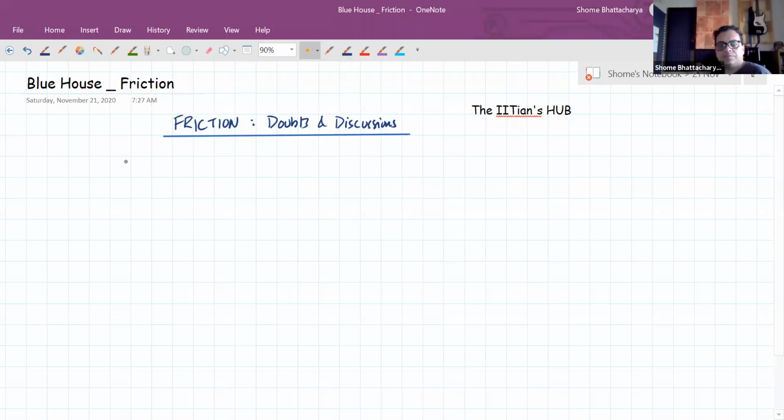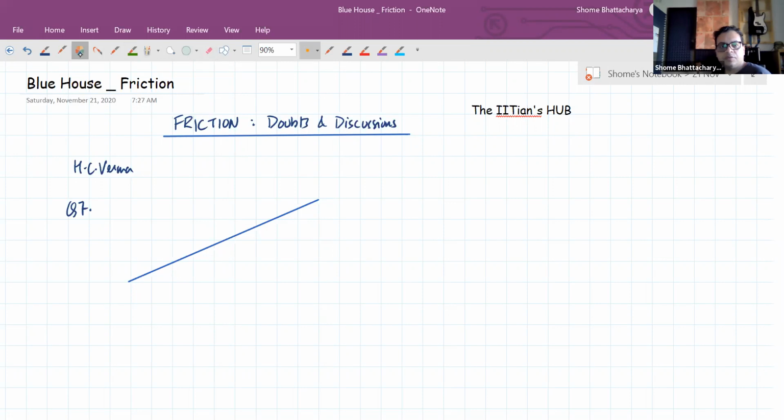So starting with HC Verma question number 7. Okay. So you have to find the amount of force you need to apply to an object lying on a rough inclined plane of given inclination and given coefficient of friction.